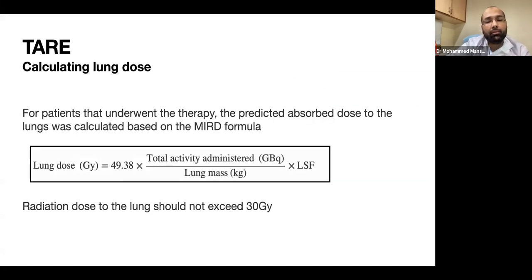Now, the SPECT scan also helps us to determine the radiation dose that is delivered to the lung. And this is the formula that is used to calculate the radiation delivered to the lung. And if the radiation dose is exceeding 30 gray, then we should not go ahead with the procedure.